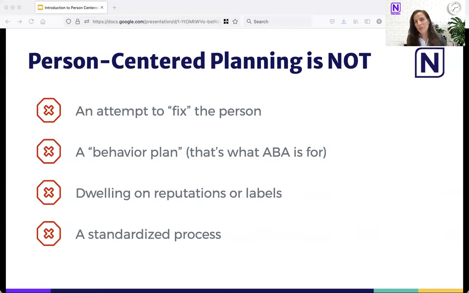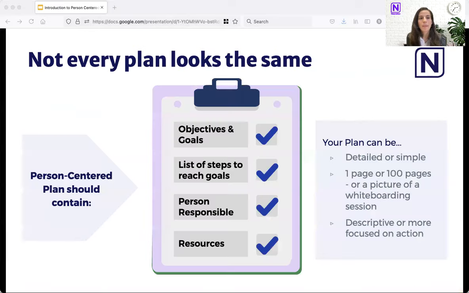Let's talk about a couple things the person-centered plan is not. It's not an attempt to fix you. It's not a behavior plan. That's what ABA is for. It's not dwelling on reputations or labels, and it's not really a standardized process. We have our process, but there are others out there. And not every plan looks the same.